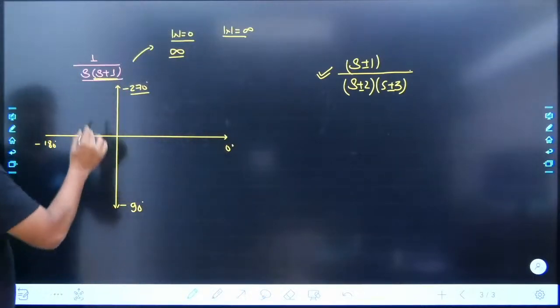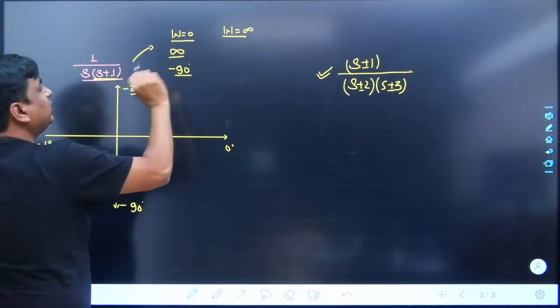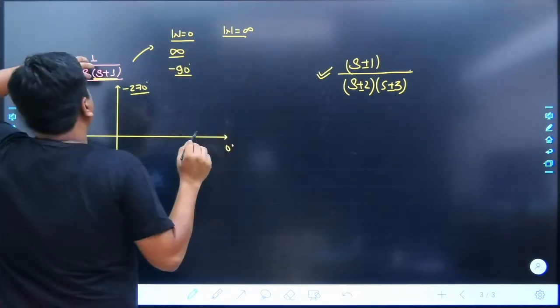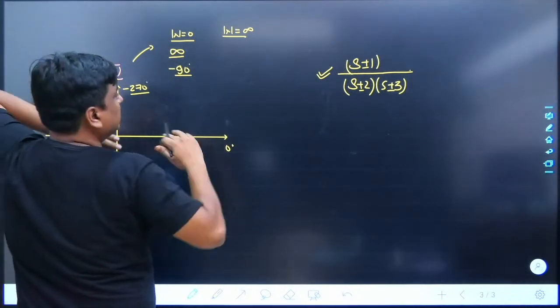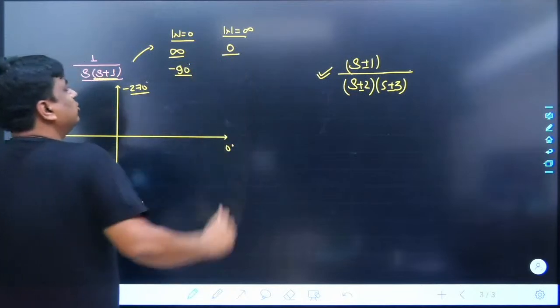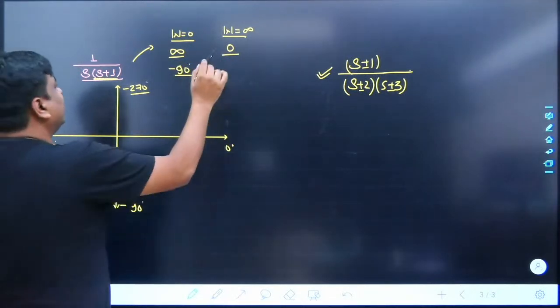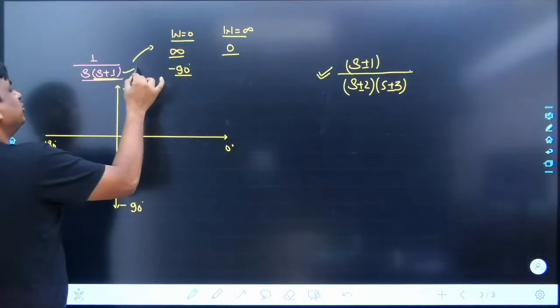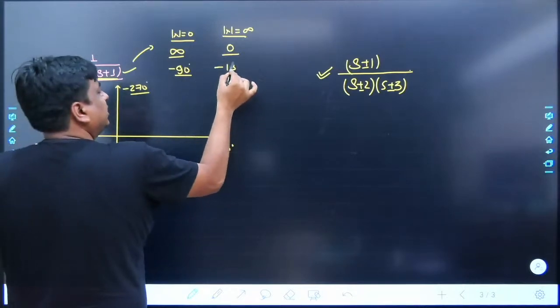So should I start? Yes, sir, the angle had been minus 90 and the magnitude had been infinity. And at omega equals infinity, now the denominator becomes infinity. If the denominator is too large, the magnitude will become simply 0. And similarly, if we talk about the angle at omega equals infinity, this would also introduce an angle of minus 90, and it has always been minus 90, put together it's minus 180.